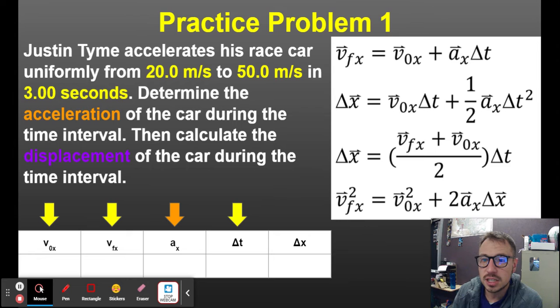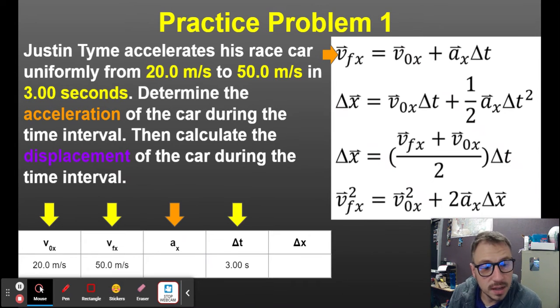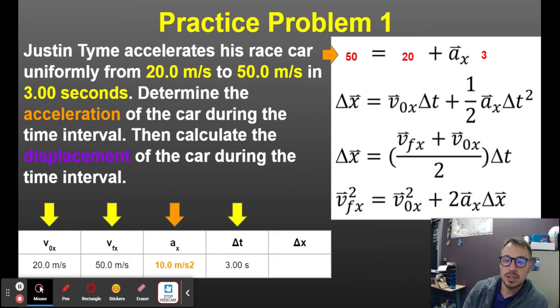Well, we know these things. We know the initial velocity is 20 meters per second. We know the final velocity at the end of the time interval is 50 meters per second. And we know delta t, the time interval, is going to be 3 seconds. So I can plug those in just to keep everything organized. Now I'm going to look for the equation that has these 4 variables, my 3 known and 1 unknown. It's going to be this equation. So all I have to do is plug everything that I know into that equation, and I can solve for the acceleration, and I get 10.0 meters per second squared.